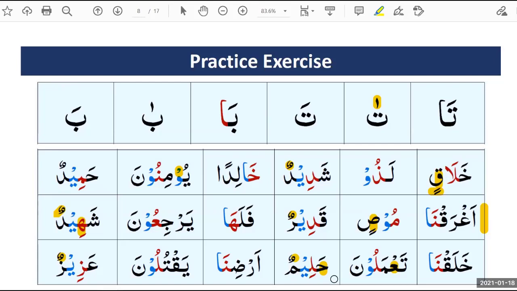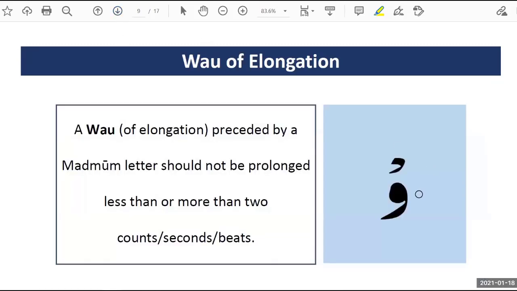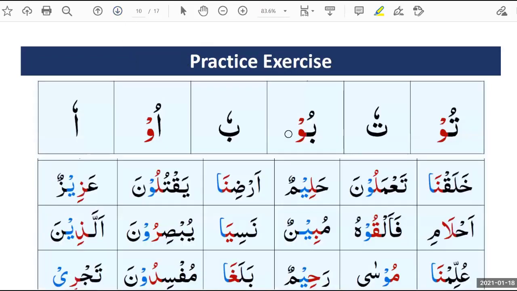Halimun. Jazakallah. Ta'malun. Ta'malun. Jazakallah, very good effort. Okay, so now we will move on to the next letter of elongation, which is waw of elongation. Now, whenever a waw is preceded by a madmum letter, so a letter which is carrying the stroke of dhamma, it should not be prolonged less than or more than 2 seconds, counts, or beats.